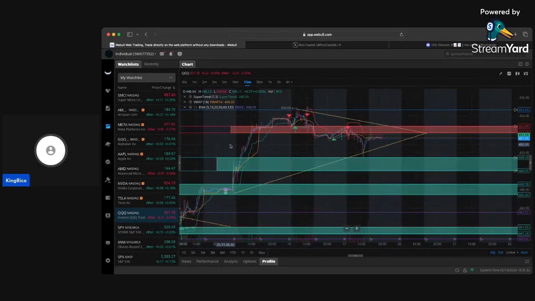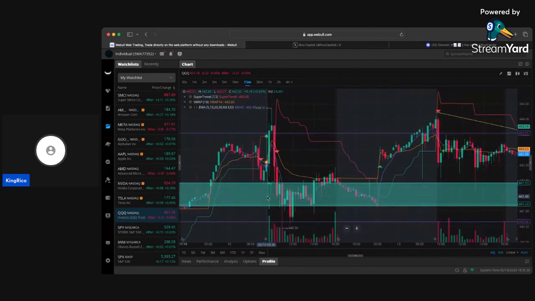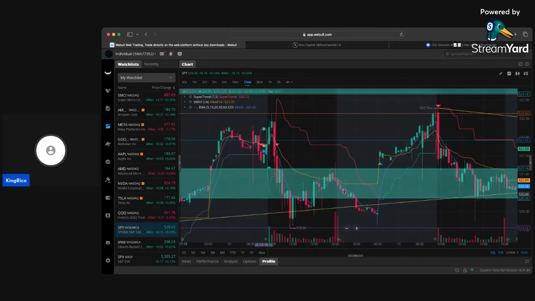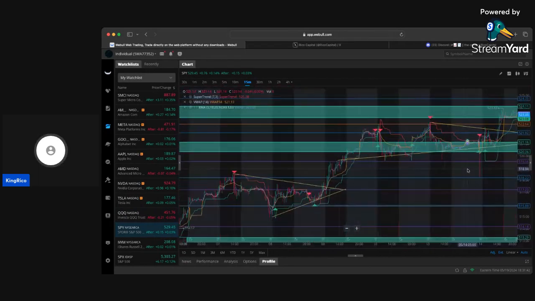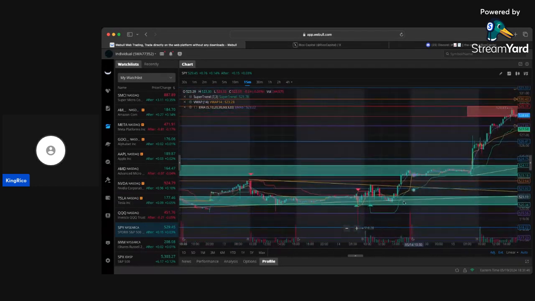If you want to look at this in a different example, I think I will go with SPY, and I will show you my CPI play, which was this one up here.